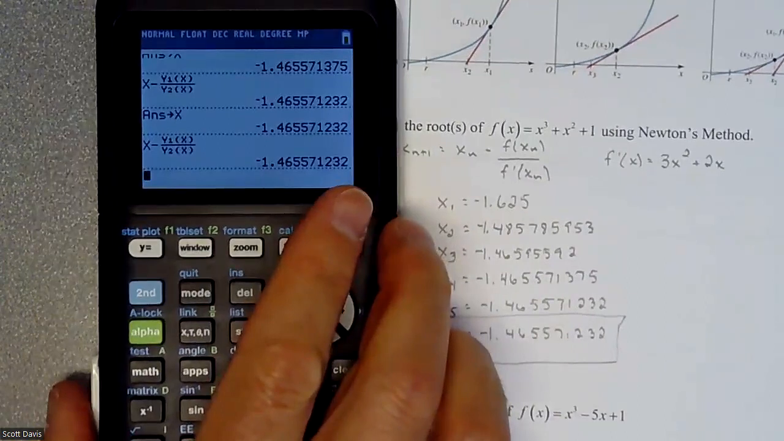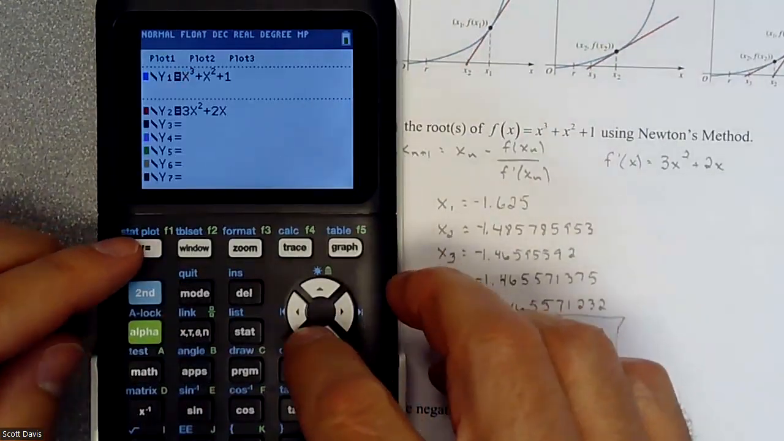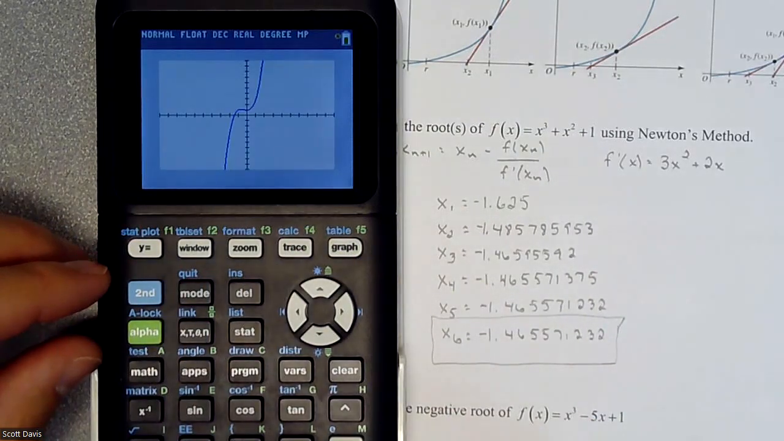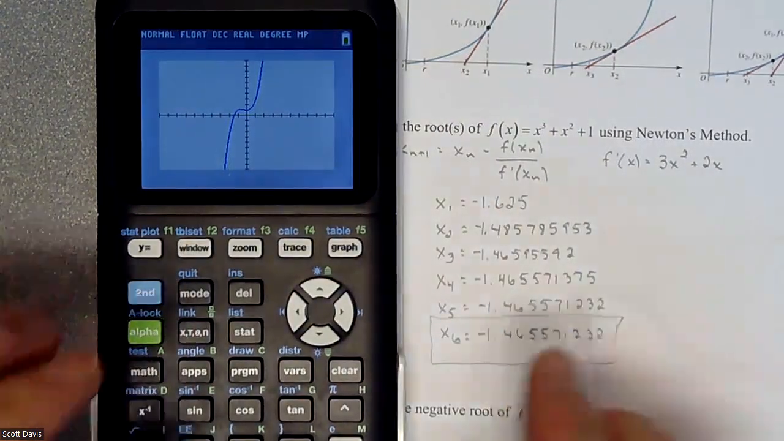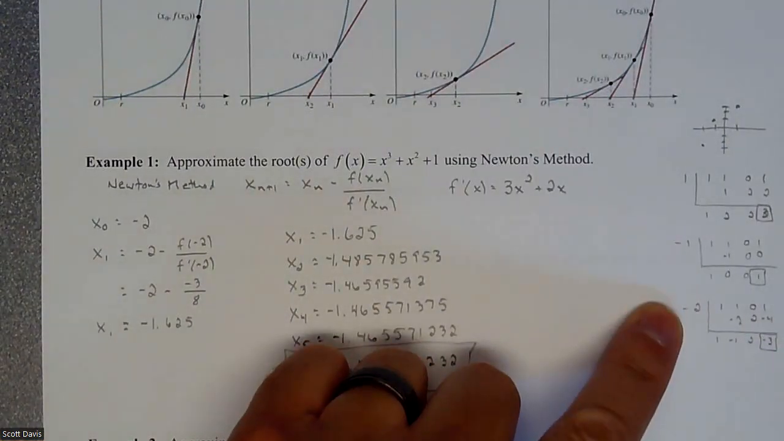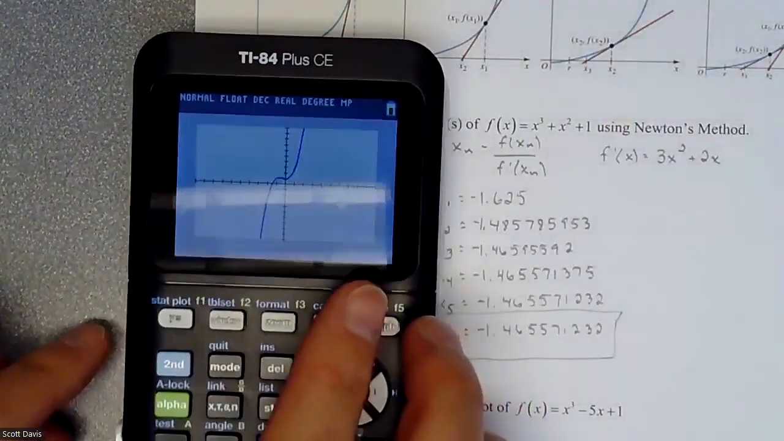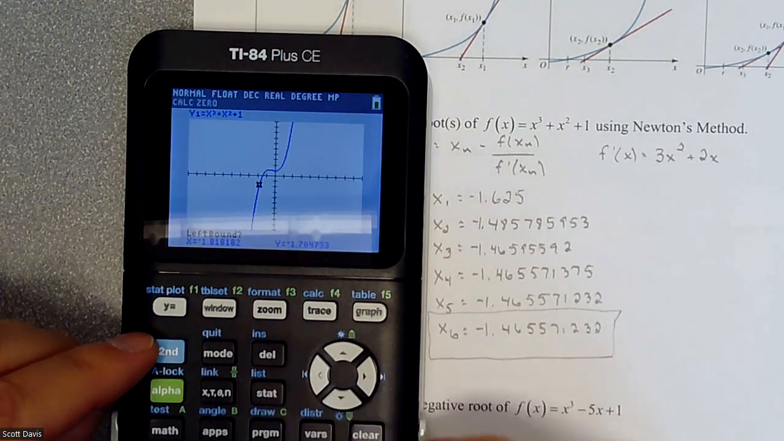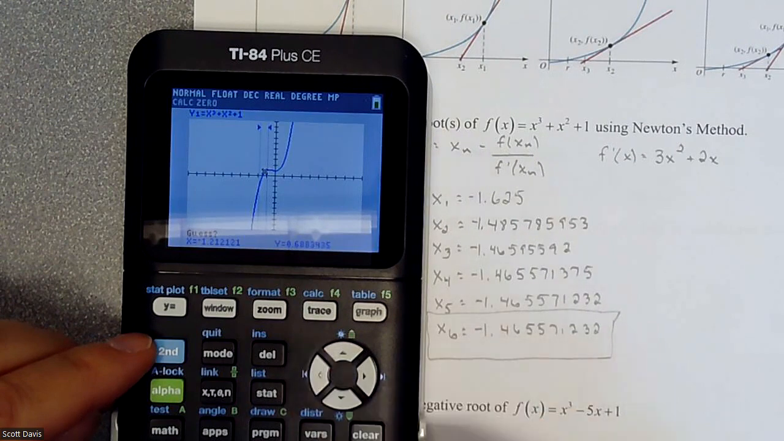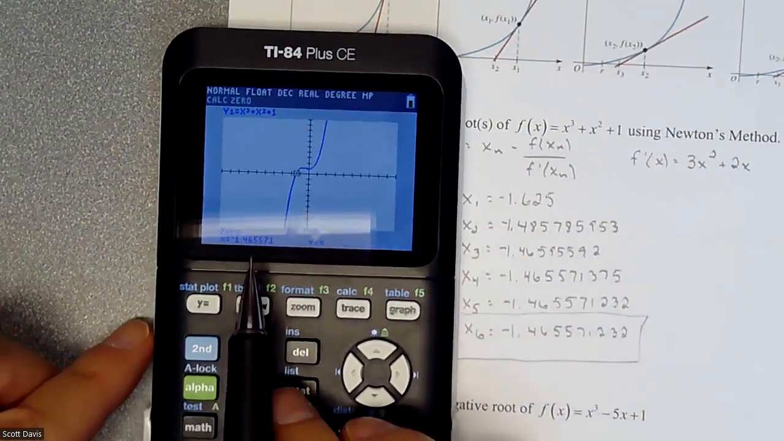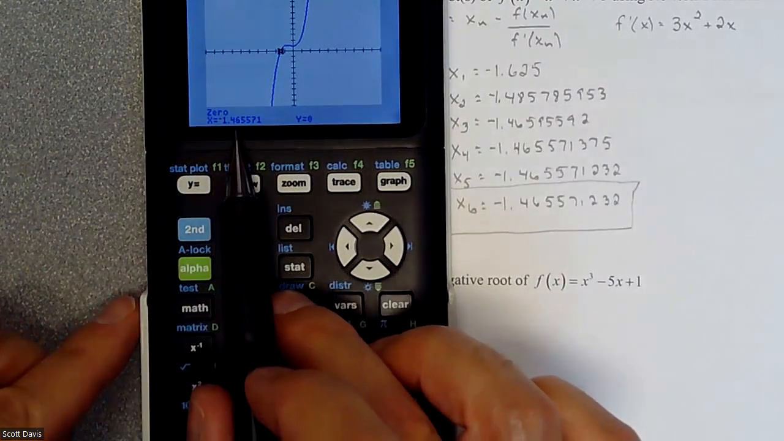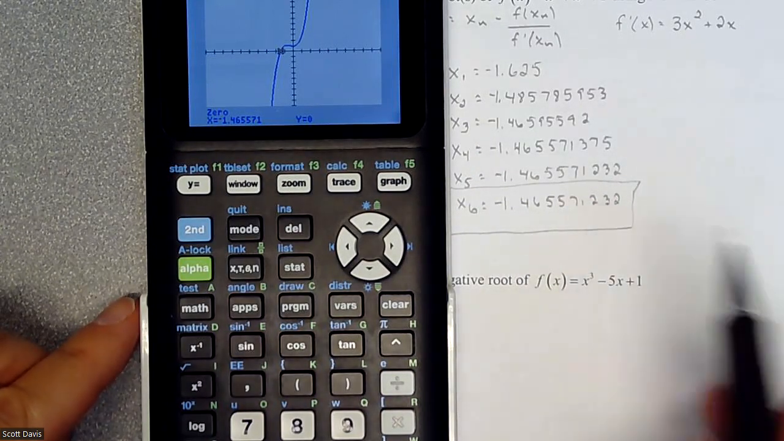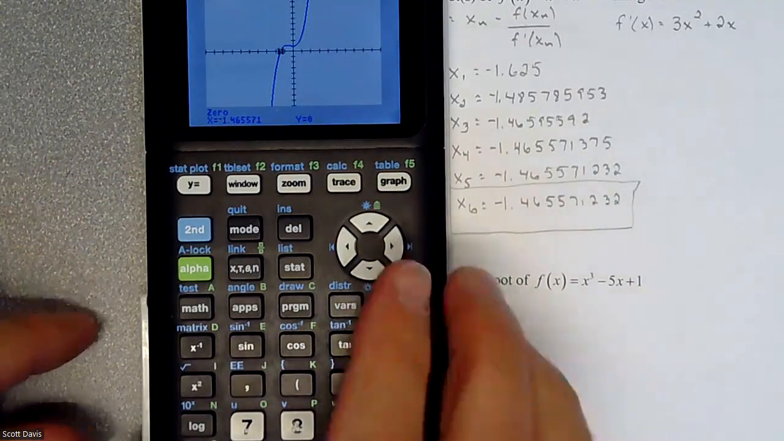If I cheat this and check it, I go back, turn that off, and graph it. So there's that value. I knew it was somewhere between -1 and -2, so that value agrees with that. And if I actually go and find this x-intercept, I get a value of -1.465571. Even ours went even more accurate than what the graphing calculator gave.